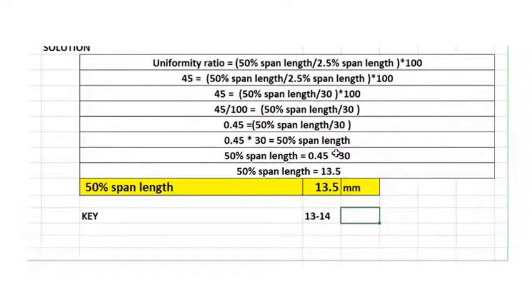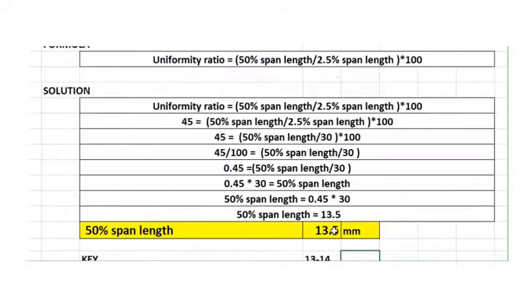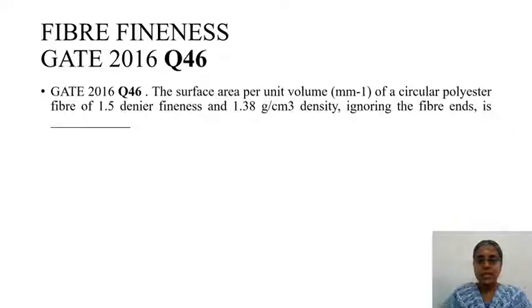Similarly, with the same formula, if 50% span length and uniformity ratio are given, also similarly substitute and find out. It is a very simple value. 50% span length is equal to 2.5% span length into 0.45. That's all. That is the answer here. Thank you. The next question is related to fiber fineness.